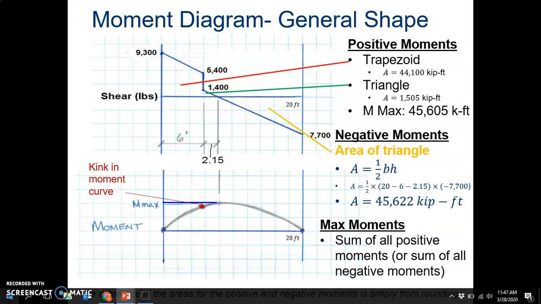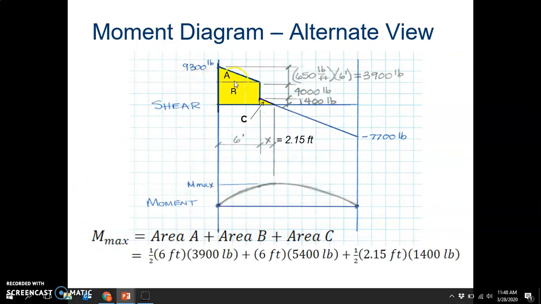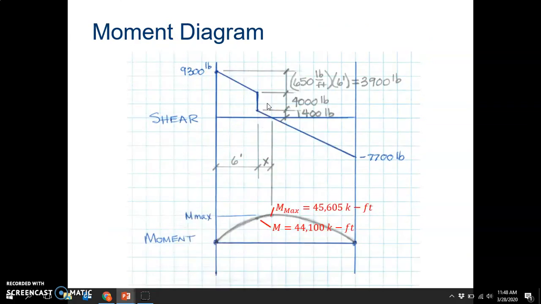And the max moment would be the sum of all positive moments or the sum of all negative moments. And just as a note, I don't know if you can see that, my little bar is right there. These two should be exactly the same. The reason why they're slightly different is just because of rounding. So here's just showing you an alternate way of looking at it, in that you can add it up by just doing triangle, rectangle, triangle, if that's easier.